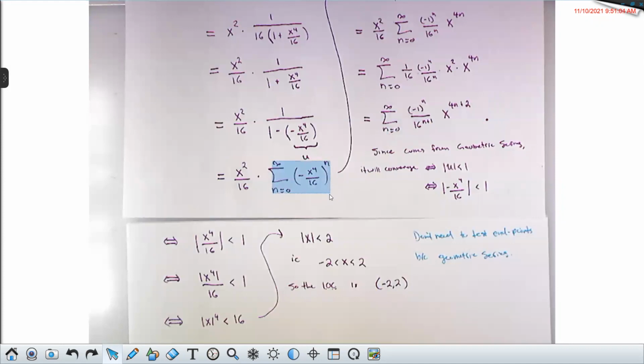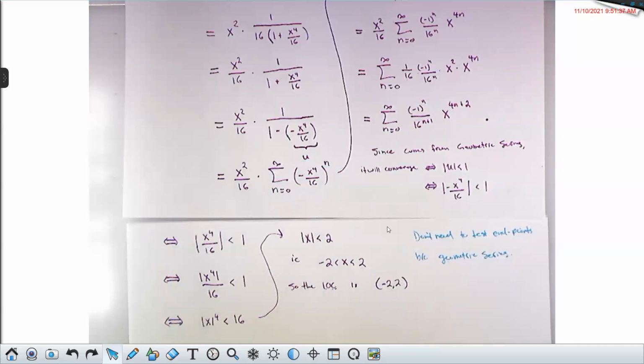This guy is clearly geometric, right? It's just some stuff all raised to the n inside your sigma. That is by definition a geometric series. So he will converge exactly when the stuff inside here has an absolute value smaller than 1. And that is true exactly when x is coming from the open interval -2 to 2. If x is equal to 2 or -2, the series will diverge because it would be a geometric series with common ratio 1 or -1.